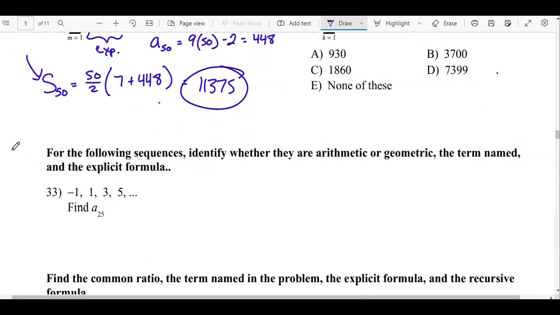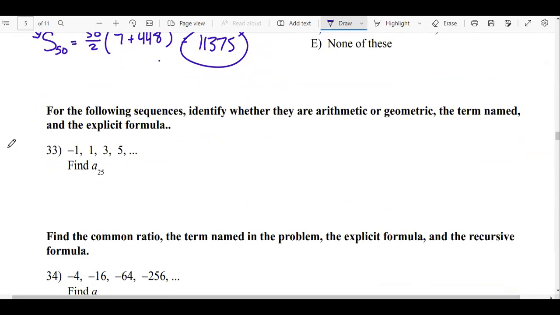Anywho, number 33, we've got to figure out whether this is arithmetic or geometric, find a term named, and the explicit formula. Well, how can we tell? Well, this is a whole bunch of pluses and this is a whole bunch of timeses, multiplying. So what are we doing here? How are we getting from term to term? Looks like we're adding 2 to me. Okay, so what does that mean? This means this is arithmetic.